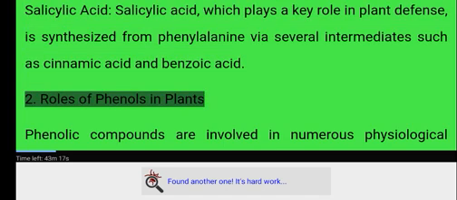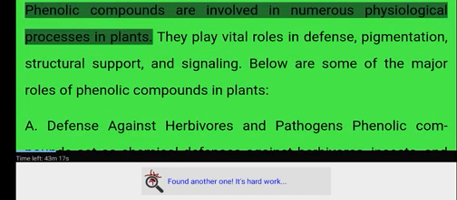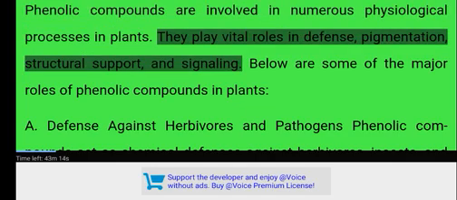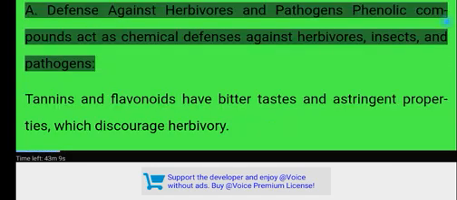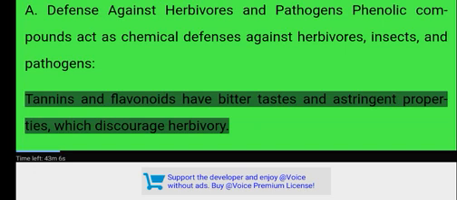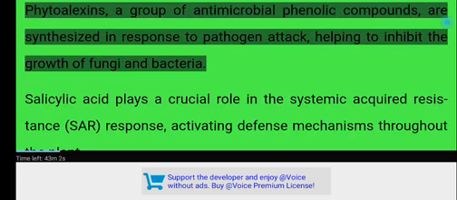2. Roles of phenols in plants. Phenolic compounds are involved in numerous physiological processes in plants. They play vital roles in defense, pigmentation, structural support, and signaling. Below are some of the major roles of phenolic compounds in plants. A. Defense against herbivores and pathogens. Phenolic compounds act as chemical defenses against herbivores, insects, and pathogens. Tannins and flavonoids have bitter tastes and astringent properties, which discourage herbivory.